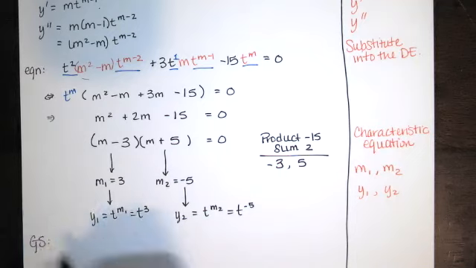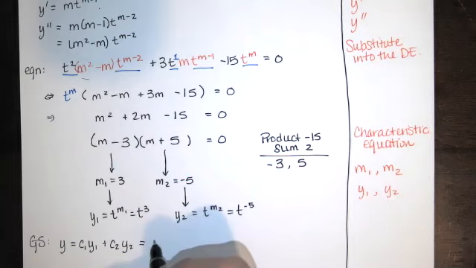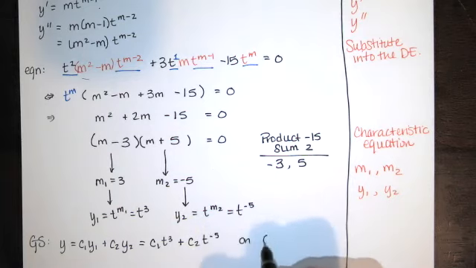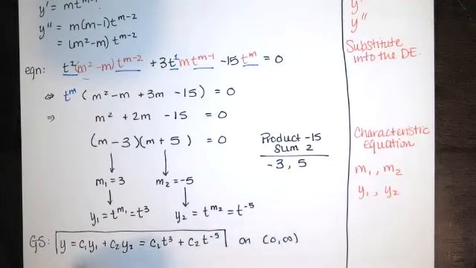And our general solution, since it's second order, is still c1 y1 plus c2 y2. That's for a homogeneous differential equation, second order. And y1 was t cubed, and y2 was t to the negative 5th. And we were told that t was greater than 0. So our interval of existence is 0 to infinity.